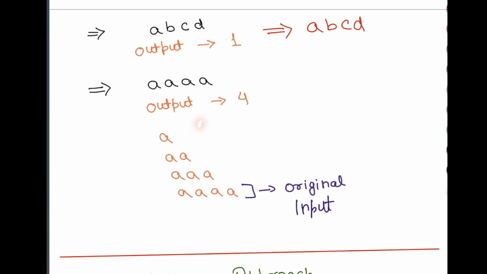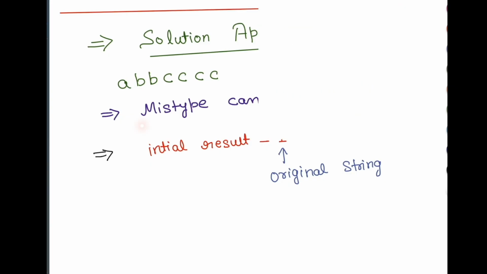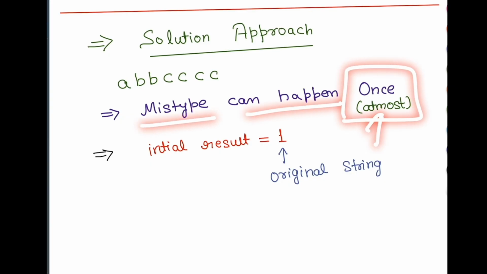So we have 4 different strings, 4 different possibilities which Alice was trying to type, but she actually typed this particular word. So the output is 4. Now the solution approach for this problem is actually very easy. You first need to solve this problem in your mind, on pen and paper, and not using any program. Let us say this is the string which Alice typed. Now if I ask you, can you find the number of possibilities or the actual strings which Alice was trying to type? So you would say, okay, since the mistake can happen at most once, the mistype can happen once and that too at most.